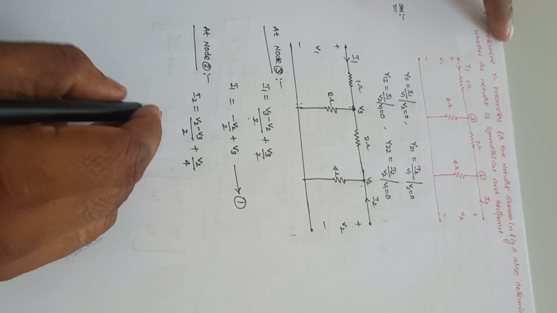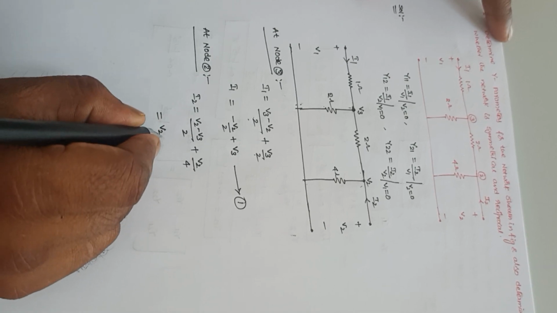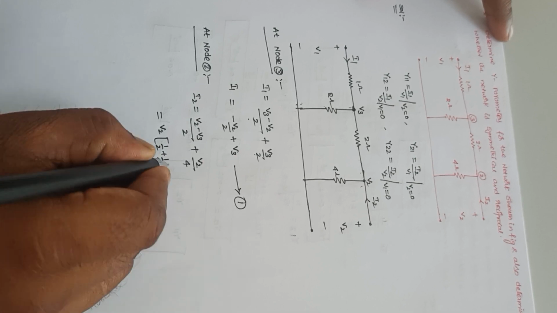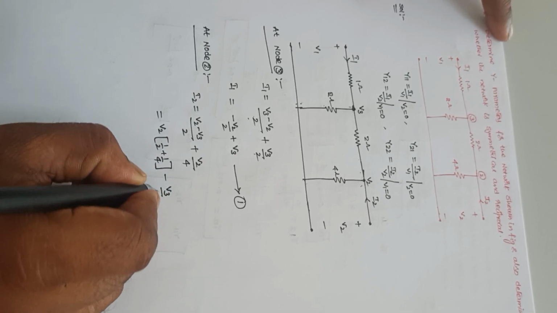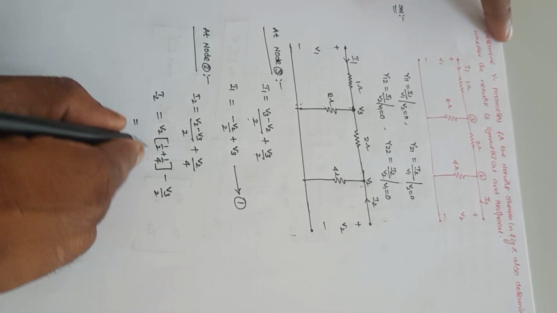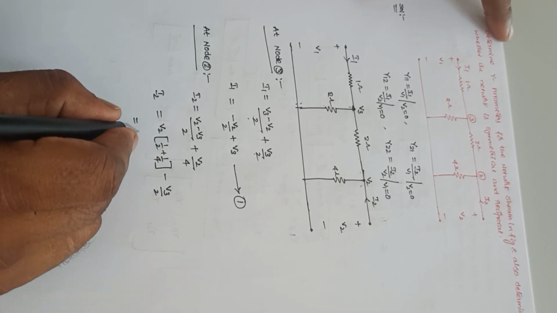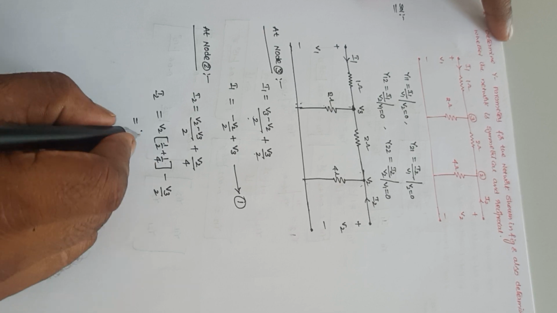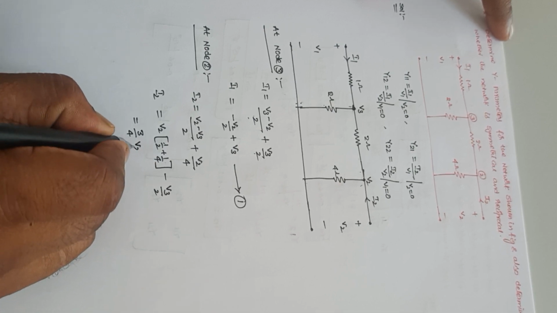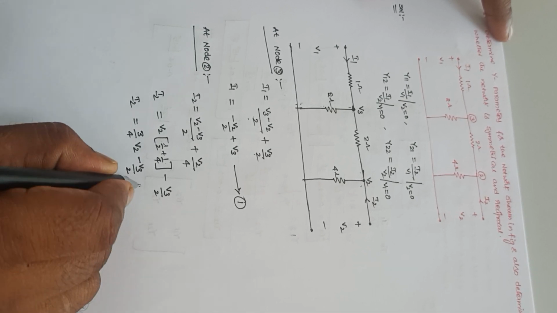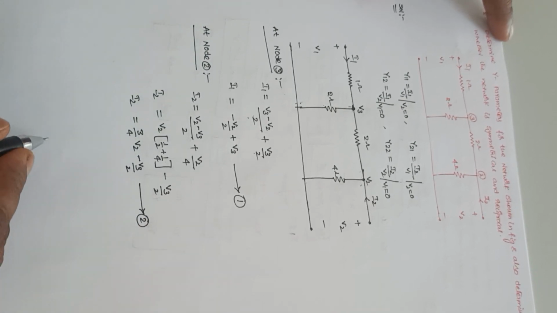If I rewrite this expression, taking V2 as common, it is 1 by 2 plus 1 by 4 minus V3 by 2, and this is I2. If I multiply by 2 and divide by 2, it is 2 plus 1, which is 3. So it is 3 by 4 into V2 minus V3 by 2, which is equal to I2. This is equation number 2.